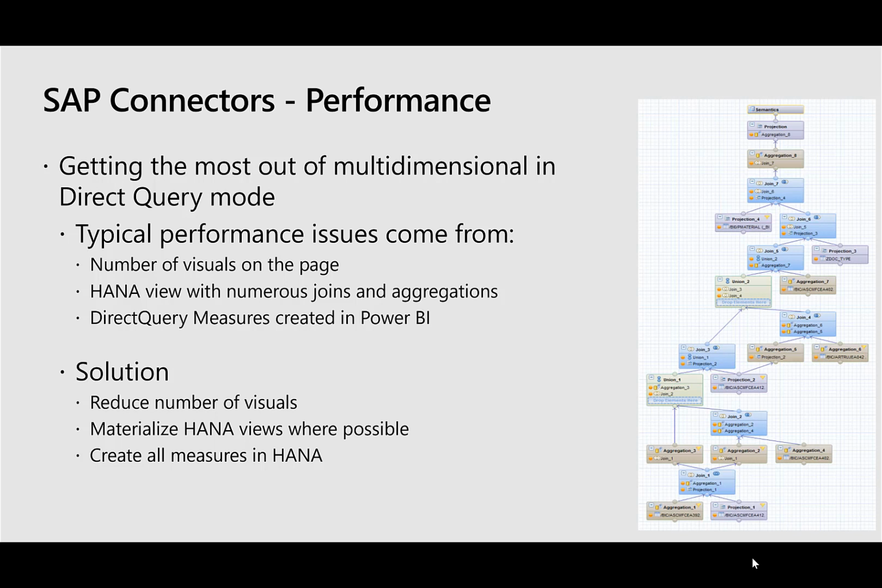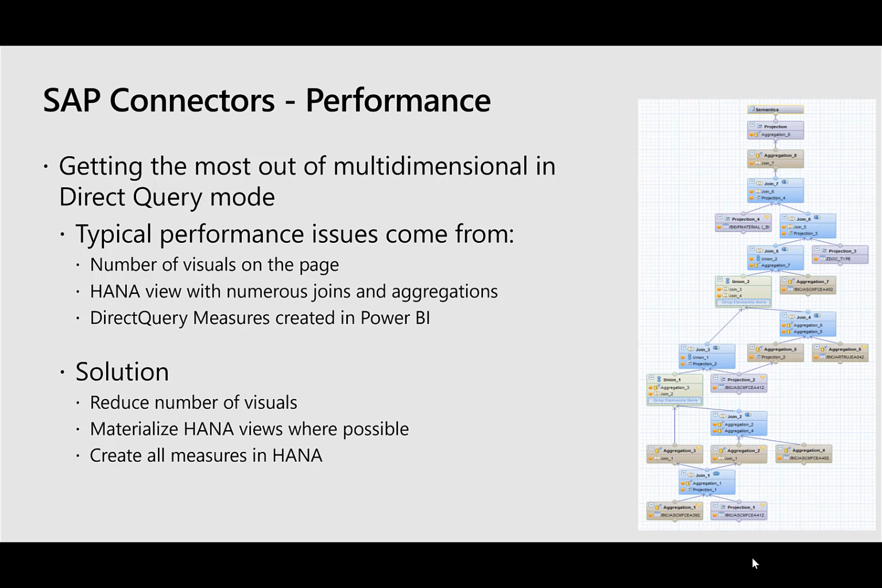One of the solutions here is to try to reduce the number of visuals in a single page. Another one would be when you have a HANA view with numerous joins and aggregations. Imagine if you're doing a direct query, every time the user navigates, it is going to execute that view, which is going to execute those joins and those aggregations and return them to Power BI. A solution to that might be to materialize the HANA view where possible, so that it's aggregated.